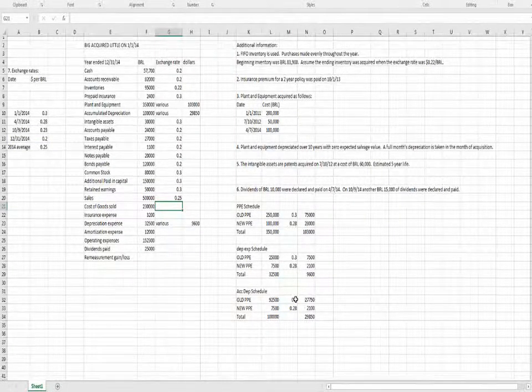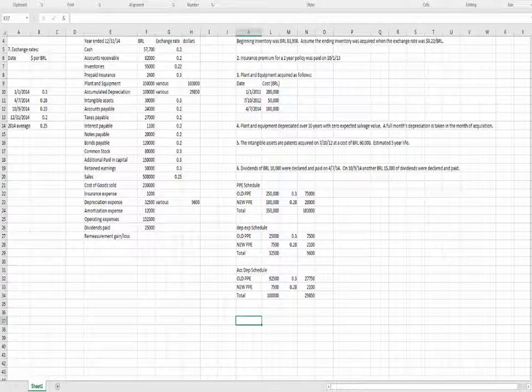Cost of goods sold. We're going to need a cost of goods sold schedule. Again, non-financial asset, when the non-financial asset inventory is sold, it generates the expense. So think of your cost of goods sold schedule. We have beginning inventory. We add our purchases, and that gives us our goods available for sale. We subtract out our ending inventory, and that gives us our cost of goods sold. Put a G on there.